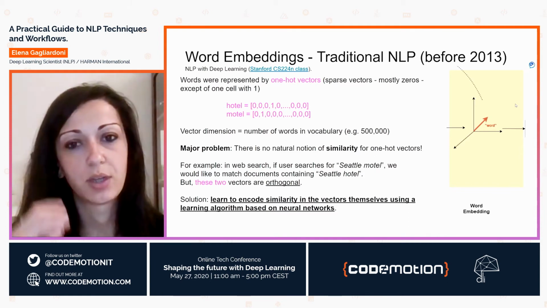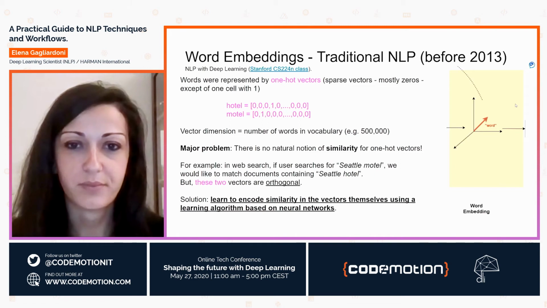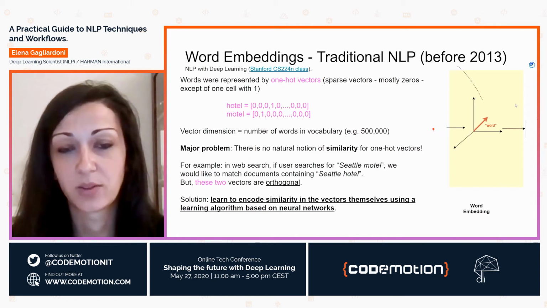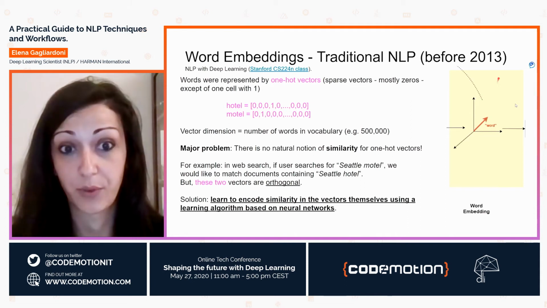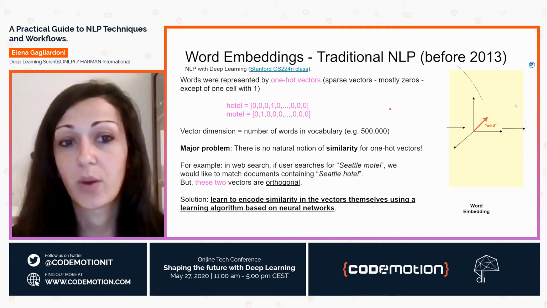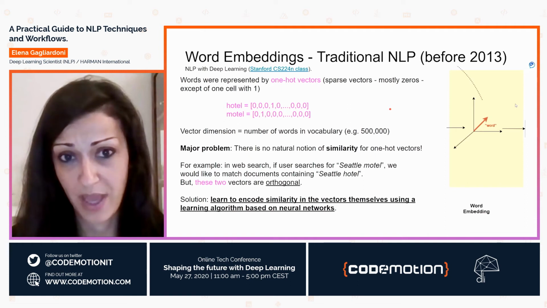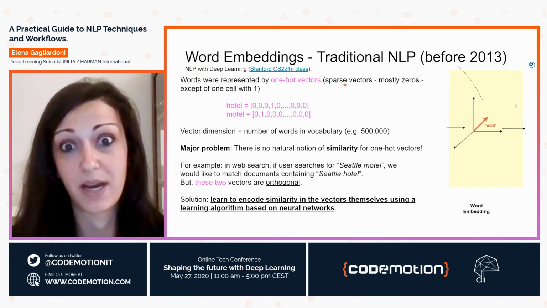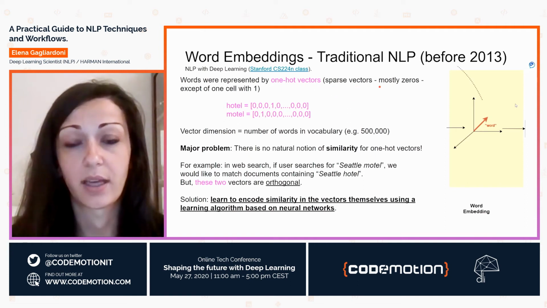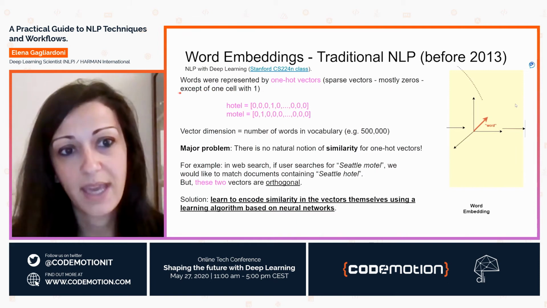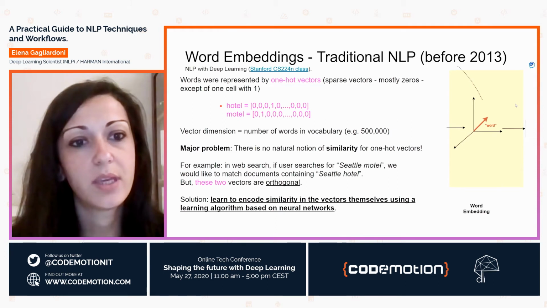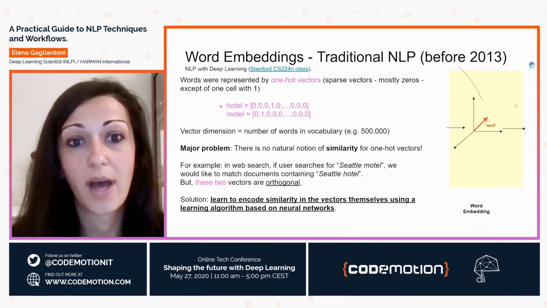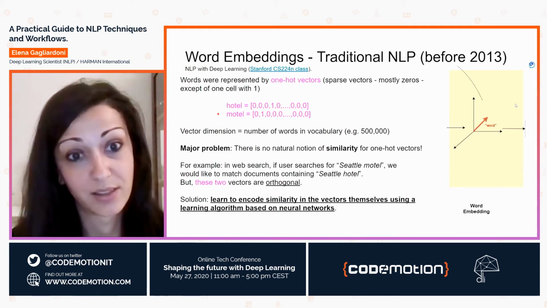In traditional NLP, and by traditional I mean before 2013, words were represented by one-hot vectors. One-hot vectors are sparse vectors composed of mostly zeros, except for one cell with a one. So, for example, these are the one-hot vectors of hotel and motel.